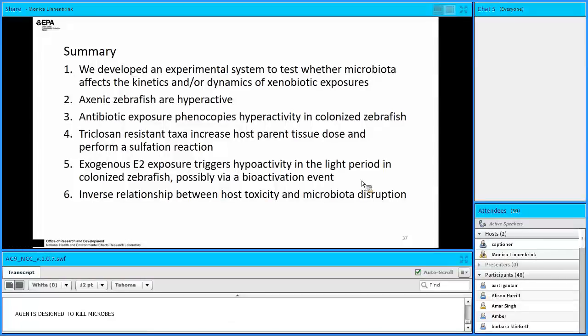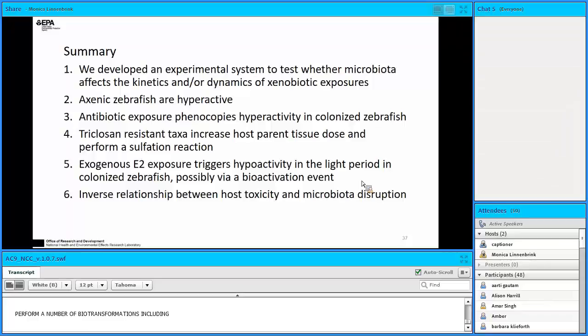But in the case of environmental chemicals, you're never really able to fully wipe out all of the microbes that are there, so we never really saw that hyperactivity phenotype again. Instead, what happens in the case of triclosan is that the chemical exposure selects for resistant bacteria that we think function to increase the host parent tissue dose and perform a number of biotransformations, including that sulfation reaction.